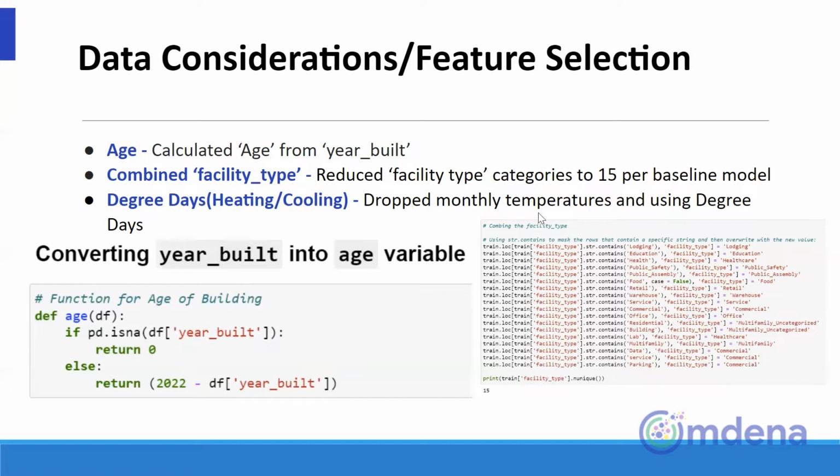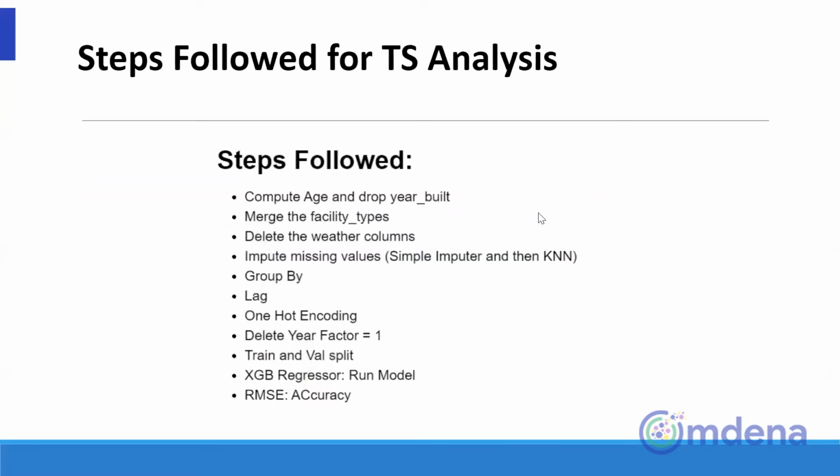So I just provided a few snippets of code here, but we'll go over that. These are roughly the steps that I have followed. I just used basic imputation, simple imputation. I didn't get a chance to do KNN, but this is what we did. First we cleaned up the data. We computed age, dropped the year built, merged the facility types, deleted the weather columns and used the heating degree days instead, then imputed the missing values, grouped them by certain parameters, and lagged. This needs to be a little bit more refined: lag the target variable only, and we have to determine what kind of lag is going to work here.